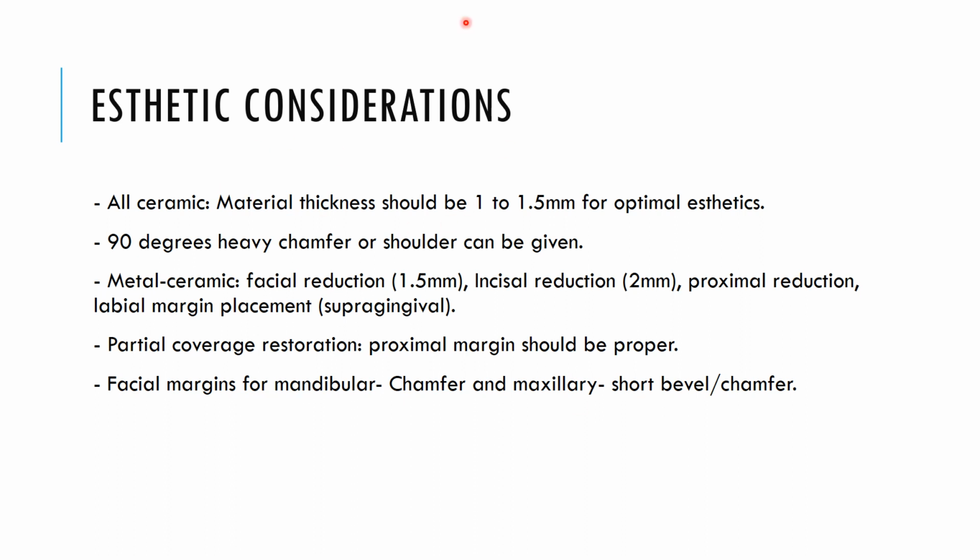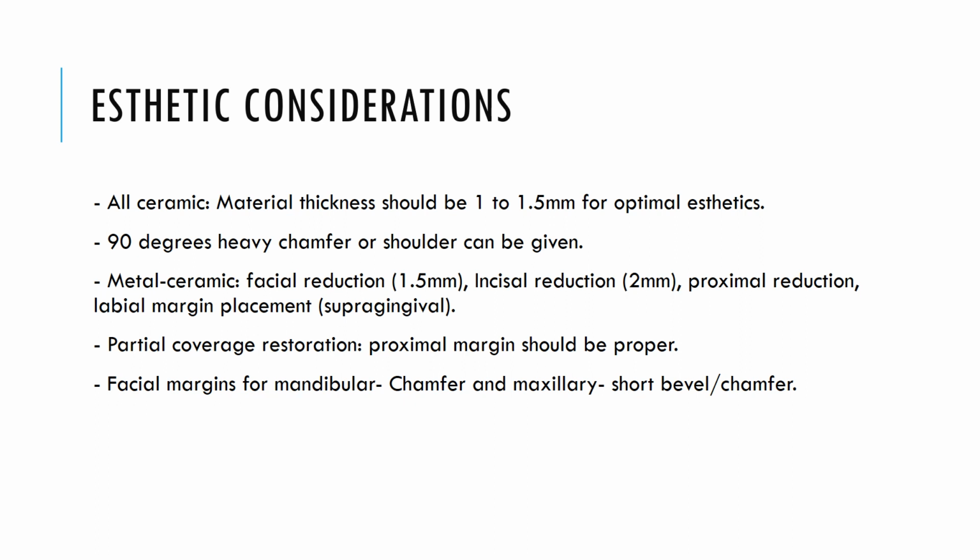Okay, coming to the last principle, that is the aesthetic consideration, guys. In all ceramic, the material thickness should be 1 to 1.5 for optimum aesthetics. There should be a heavy chamfer, or shoulder, which is at 90 degrees. Metal ceramic, the facial reduction should be such, yeah, you all know all that. Partial coverage, proximal margin should be proper. Facial surface of the mandibular teeth should be chamfer, and maxillary can be short bevel or chamfer, guys. Okay, just for the aesthetic requirements.